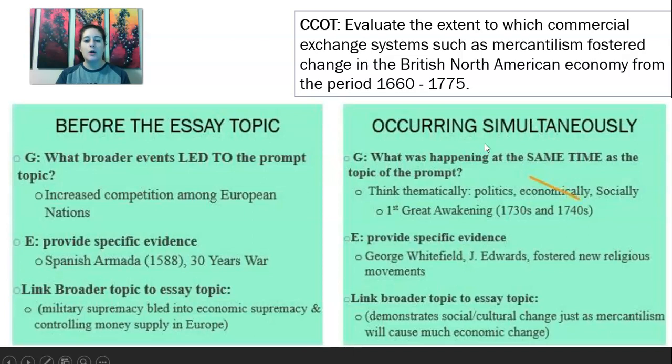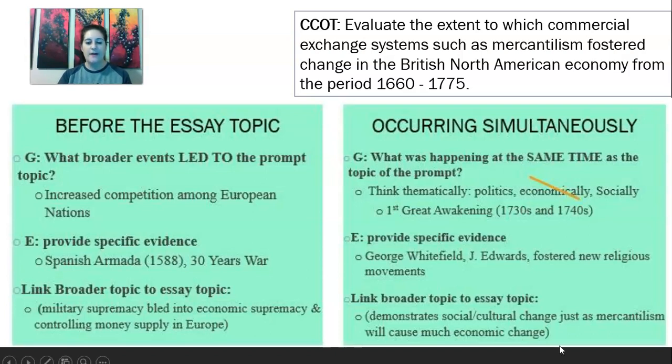If you're thinking about what occurs simultaneously, ask yourself this question: what was happening at the same time of the prompt? It's helpful if you think thematically. So in this case, the prompt is mainly about the economy. So I can't use the economy as an example, but I can think about politics, social, and in this case, I thought of religion. The First Great Awakening occurs in the 1720s, 30s, and 40s, and that's occurring the same time period as the prompt.